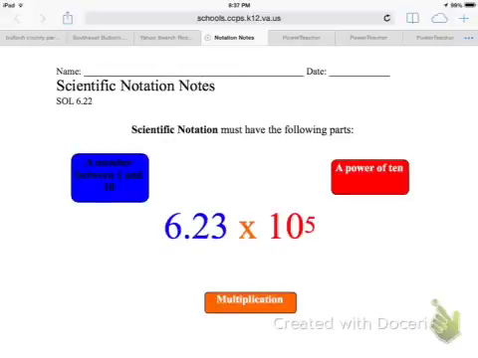Today we're going to talk about scientific notation. As you know, this is the way that you can write really large numbers and really small numbers. So let's go ahead and jump into it.